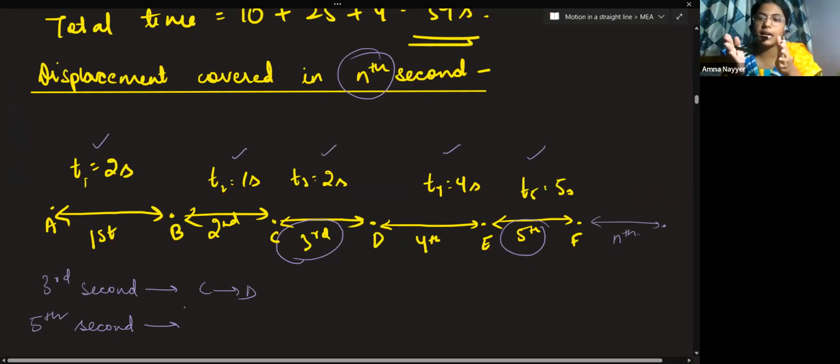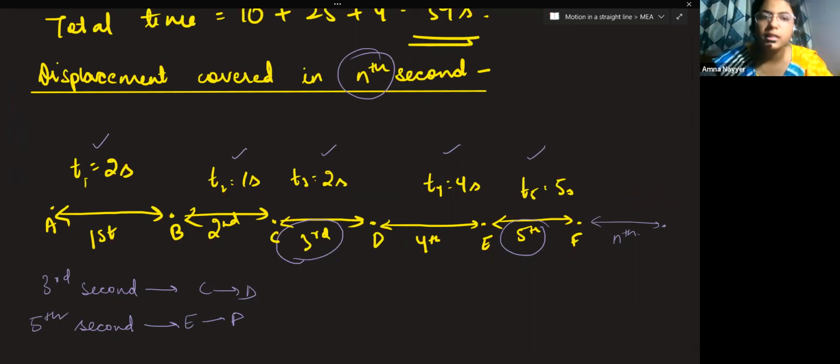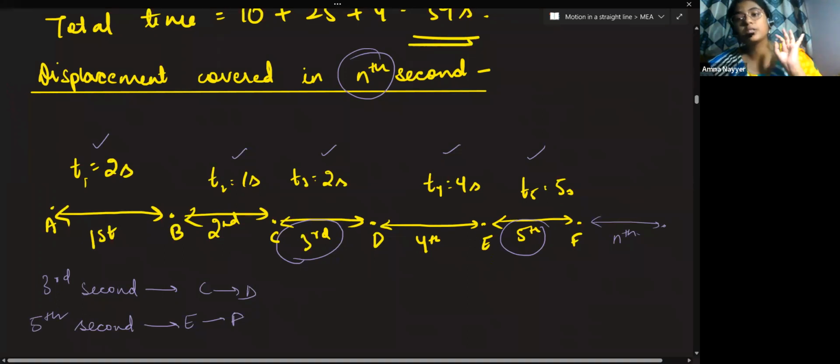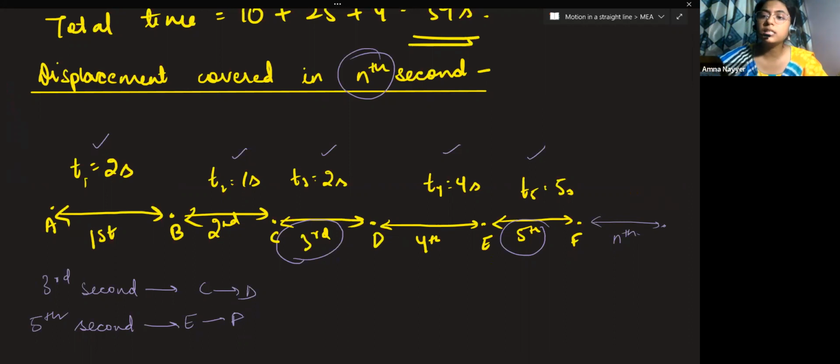Fifth second, this happened. So this is covered from E to F. Now all these intervals will be uniform. Why? Because uniform acceleration has been considered. So uniform velocity will be there, or uniform time instant can be there. You can use this equation only if your acceleration is uniform. Non-uniform acceleration means acceleration is variable, like 5t square, something like this, any other value.